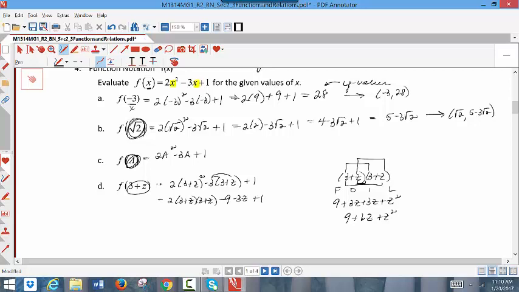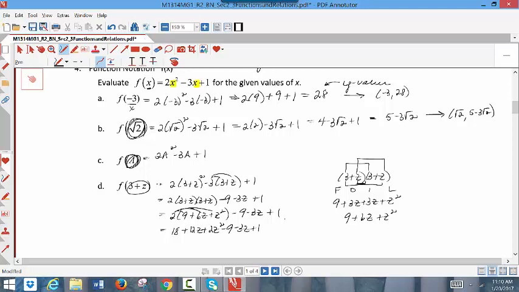So returning back to really the question, this is now 2 times 9 plus 6z plus z squared minus 9 minus 3z plus 1. And yes, you could take the minus 9 plus 1 and get your -8. Okay, continuing. Distribute this to 2 times 9 is 18. 2 times 6z is 12z, and 2 times z squared is 2z squared.